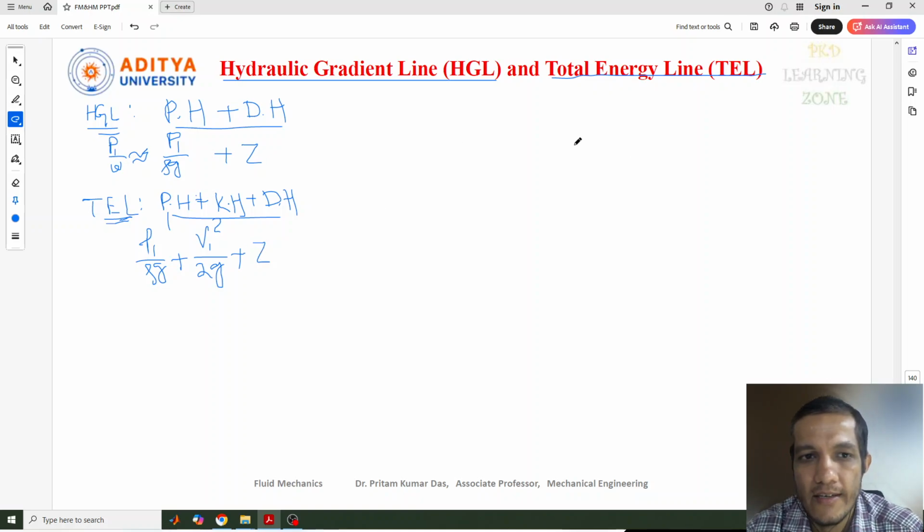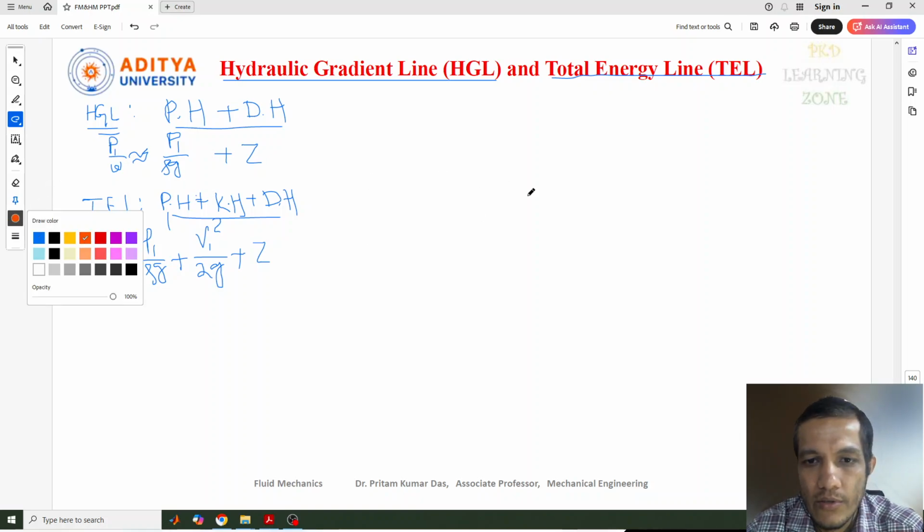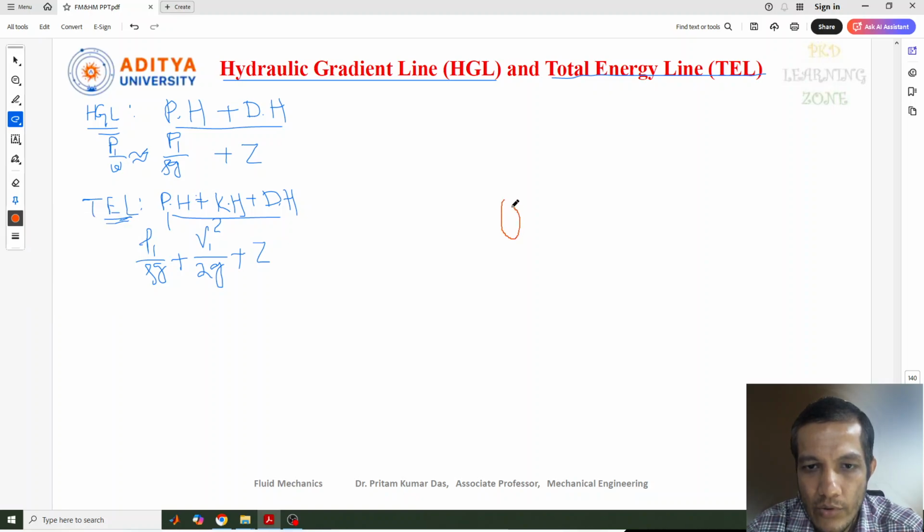So let's see how we can understand this concept. Let's consider a pipe through which the fluid is flowing. While the fluid is flowing through this pipe, we have a velocity and a pressure at this point at the inlet condition.